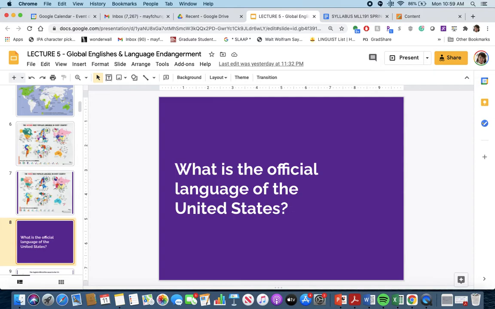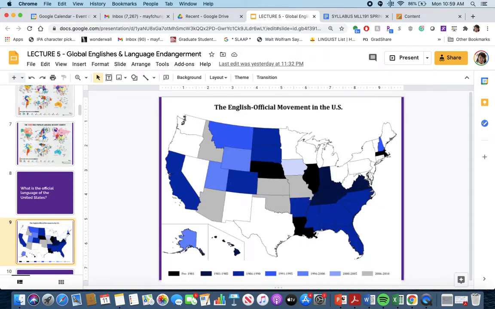Instead of asking what the official language policy of the world is, let's look at the official language of the United States. A lot of people ask this question, and a lot of people say, actually, it's English. But actually, we don't have an official language. It's a state by state mandate. Some states have English as the official language of the state, but we do not have an official language of the United States. So, de jure, by law, we do not have an official language.